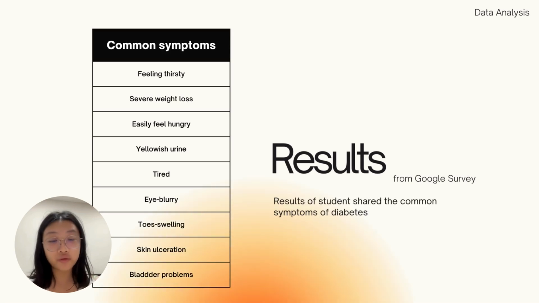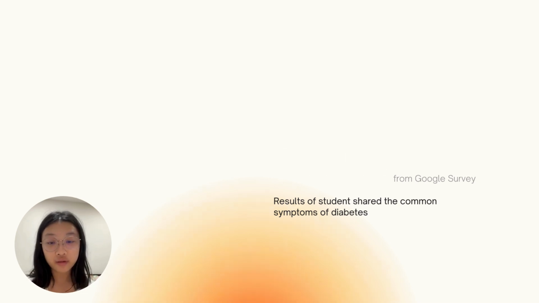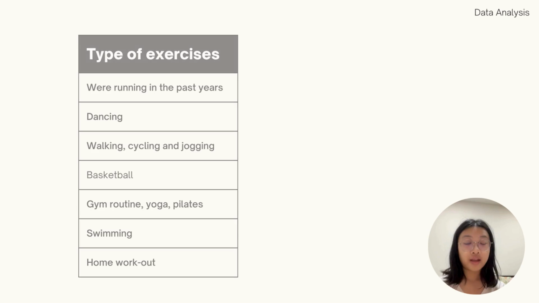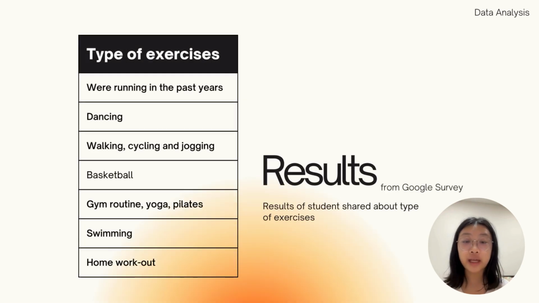And these are the results from the Google survey. Students shared the common symptoms of diabetes. Most students stated that they feel hungry, tired, and that wounds are not easy to cure. Some students also shared that severe weight loss, kidney problems, yellowish skin and frequent urination are also diabetes symptoms. Most students said an unbalanced diet is the big root cause of diabetes, and they also think that good habits will treat diabetes.